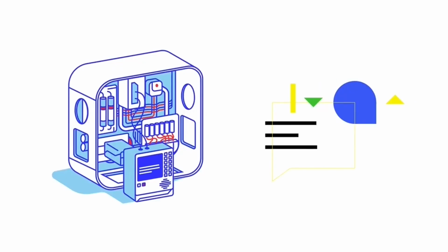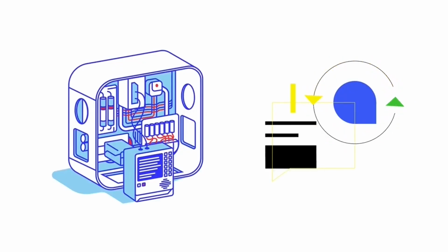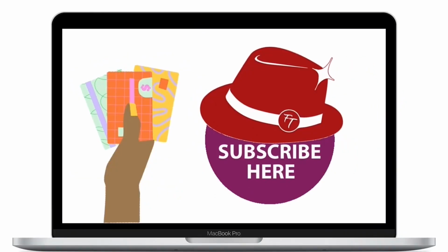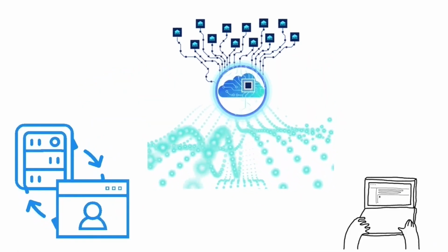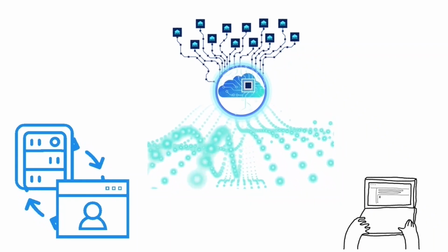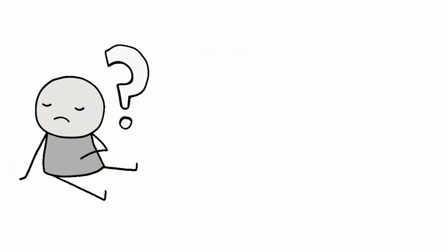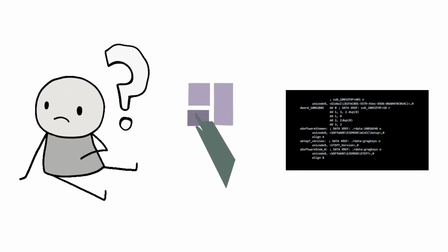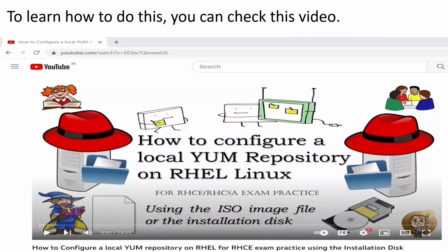RHEL Linux installs packages from repositories. When we install RHEL Linux, the installation process automatically configures the system to use RedHat's online repositories. To use these repositories, we need to purchase RedHat's subscription. If you have RedHat's active subscription and the system is connected to the internet, you can install packages from RedHat's online repositories. If you don't have RedHat's active subscription, you can configure a local repository from RHEL's installation disk and use it to install packages. To learn how to do this, you can check this video.